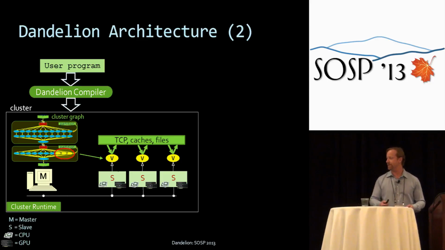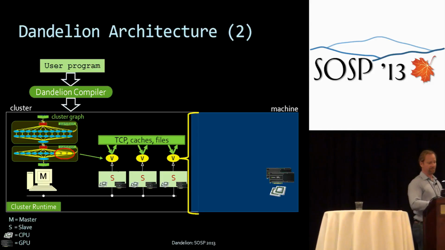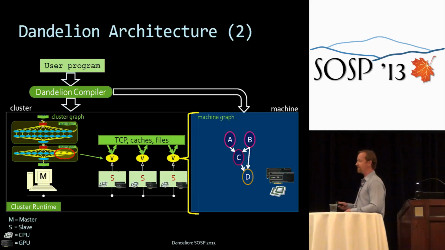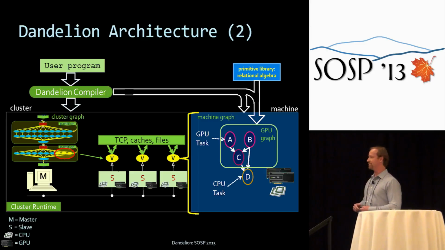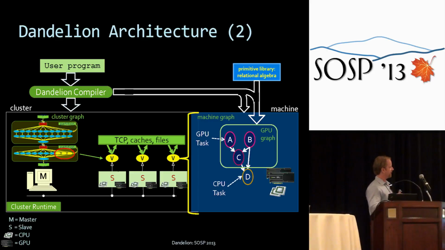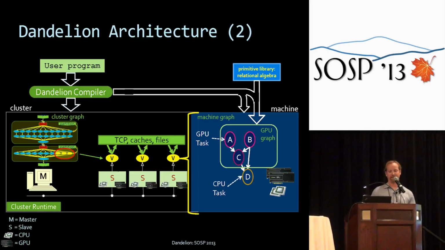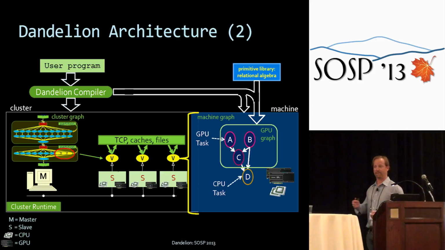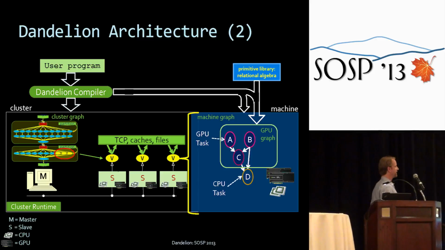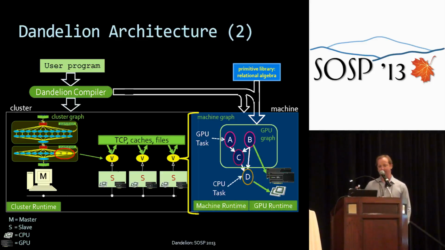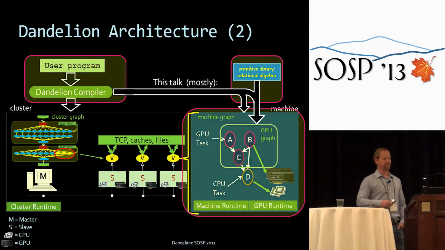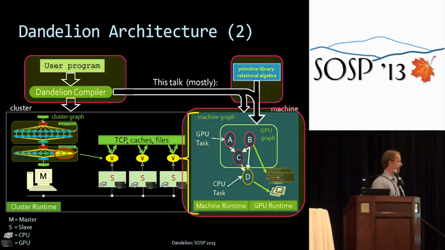Now, if we drill down further into each of these vertices, what we'll see is a machine graph, also produced by the Dandelion compiler, and that may in turn comprise any number of GPU graphs, also produced by the Dandelion compiler. And particularly for the GPU graph, the compiler targets a primitive library of generic relational algebra primitives. So this is a very large, complex system. I'm not going to have time to give you the details about all of it today. So instead, I'm going to focus primarily on the problem of mapping the user program to the different architectures that are available at each machine.